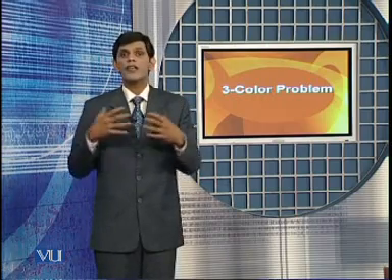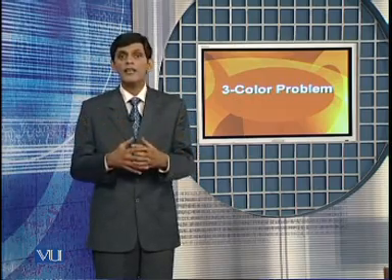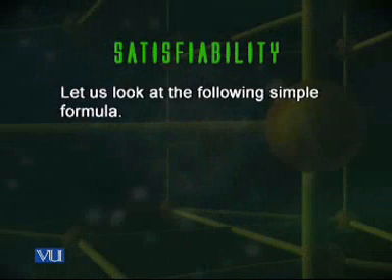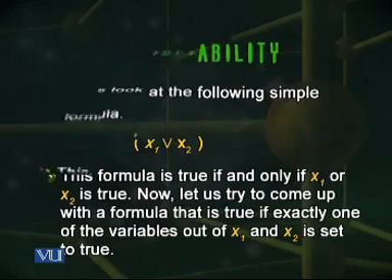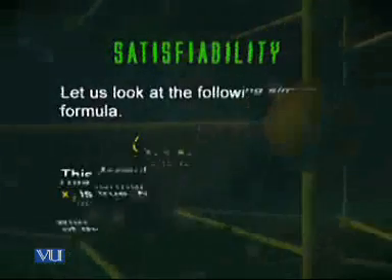First, what we want to do is explore the power of satisfiability or Boolean formulas and see what kind of things we can express. Let us look at the following very simple formula, x1 or x2. This formula is true if and only if either x1 is true or x2 is true. So I can say that this little formula expresses the fact that either x1 is true or x2 is true.